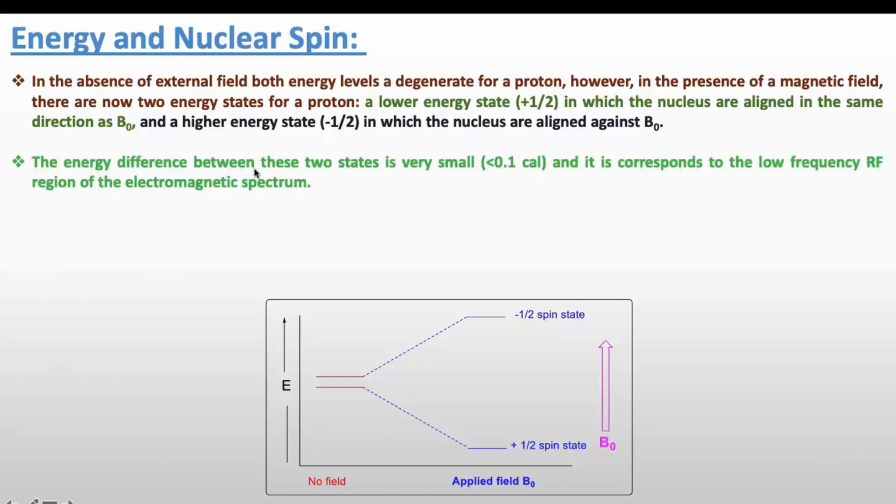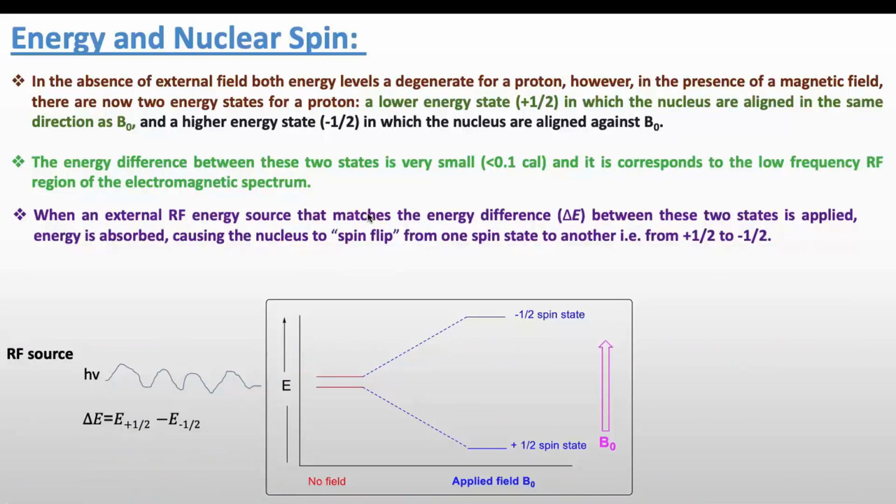The energy difference between these two spin states, plus 1/2 and minus 1/2, is very small, and it corresponds to the low frequency RF region of the electromagnetic radiation. Now, when an external RF energy source that matches the energy difference between these two states is applied, energy is absorbed, causing the nucleus to flip from one spin state to another, that is from plus 1/2 to minus 1/2.